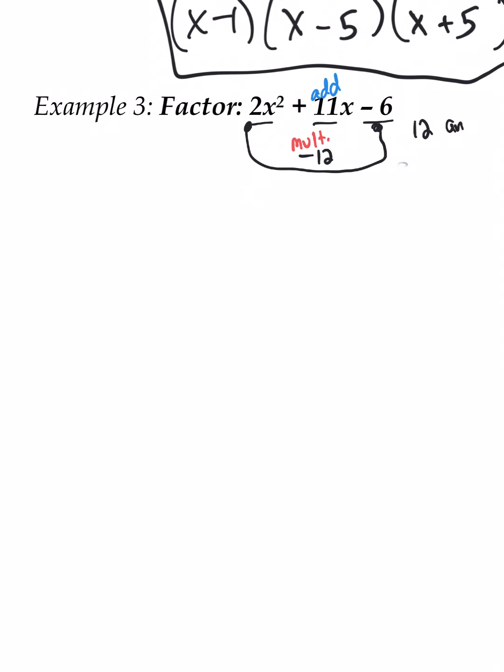12 and -1. So we're going to rewrite this middle term 11x as 12x minus x. So 2x squared plus 12x minus x minus 6. What we've done here is take a 3-term polynomial and turn it into a 4-term polynomial. Just like we did on the previous video, we can now split down the middle and find our GCFs.